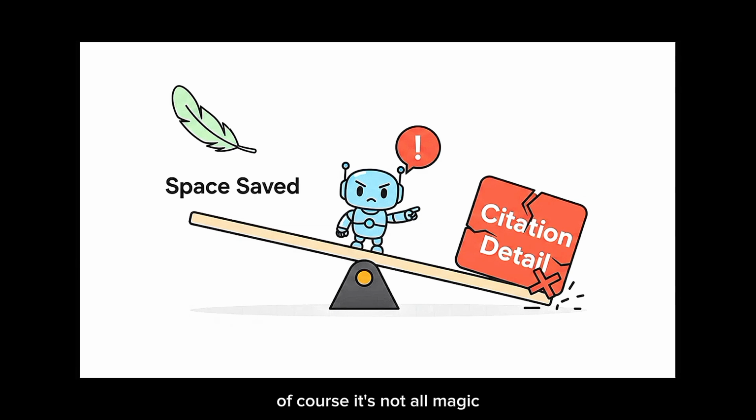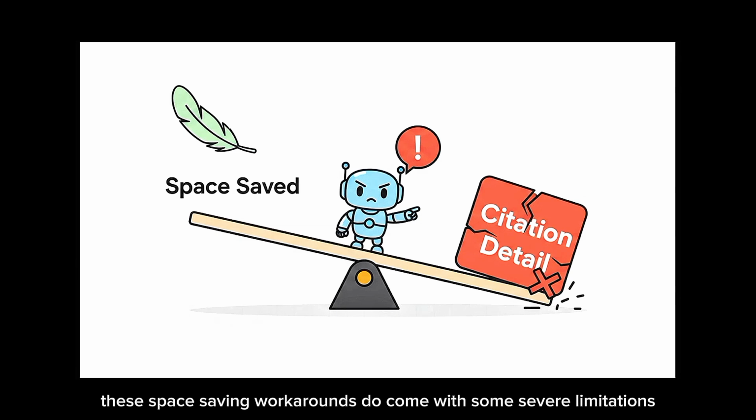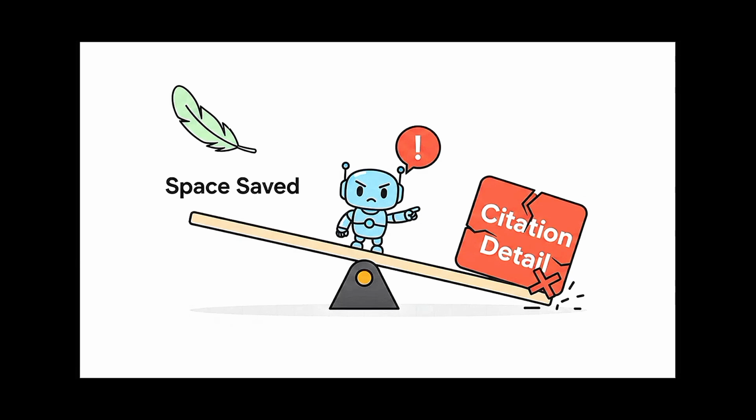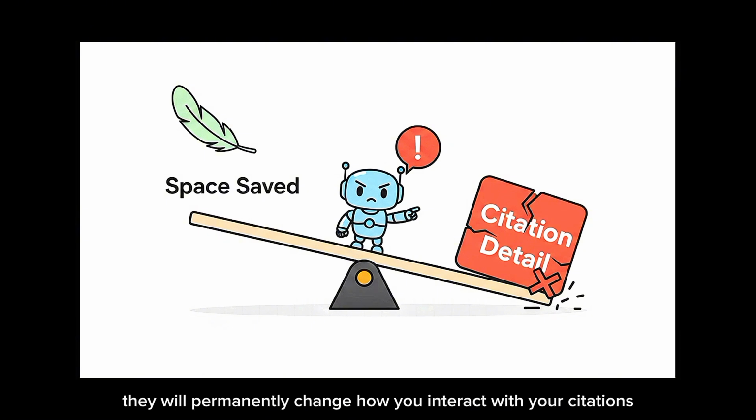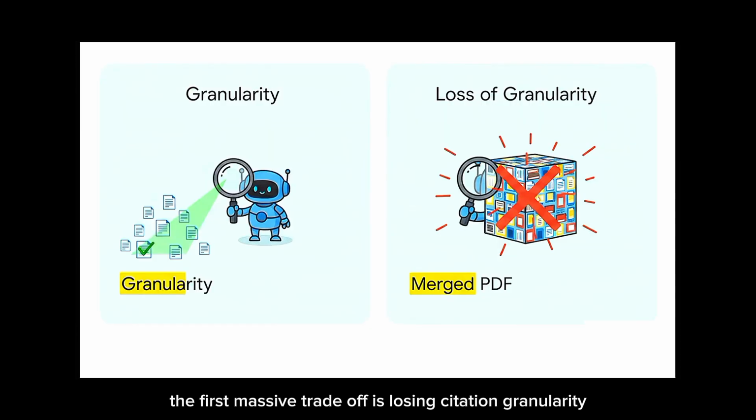Of course, it's not all magic. These space-saving workarounds do come with some severe limitations. You really need to understand these trade-offs before you start merging your files, because they will permanently change how you interact with your citations. The first massive trade-off is losing citation granularity. That just means losing specific, pinpointed details. If you consolidate your files, the AI can only point you back to the massive merged document. It can no longer cite the specific original article you pulled the information from.